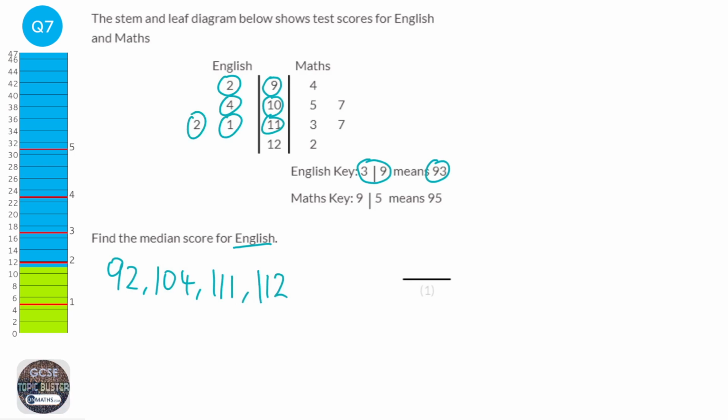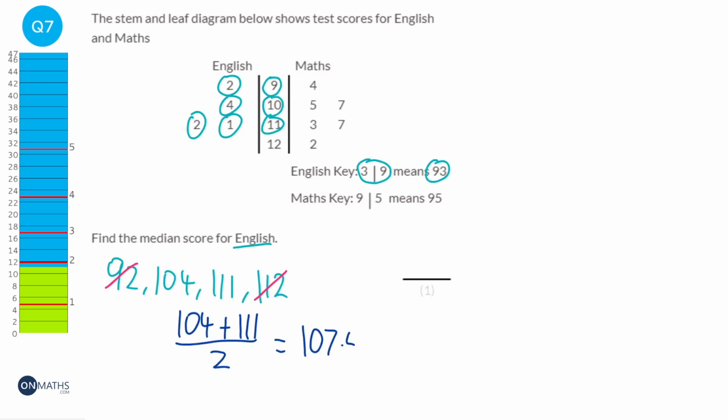So to find the median, we cross out the biggest and smallest until we're left with 1 or 2 in the middle. Here we're left with 2. So what we're going to do is just add the 104 to the 111, and we're going to divide that by 2. So when we do that, we get 107.5. So our answer is 107.5.